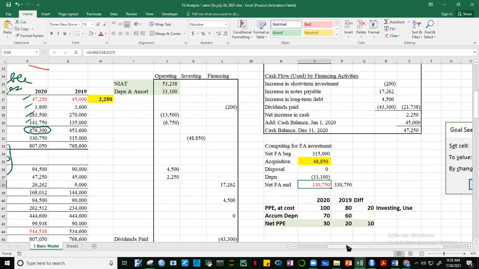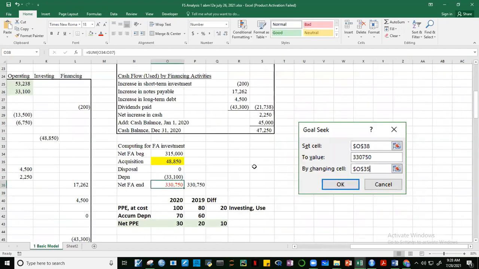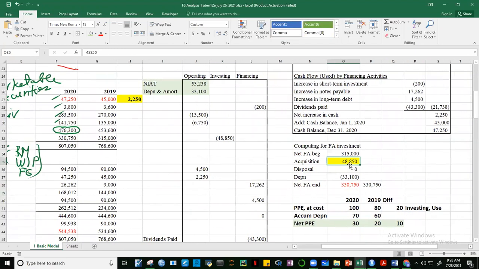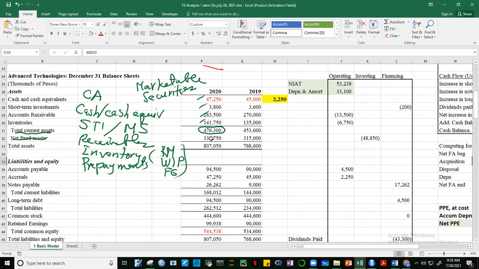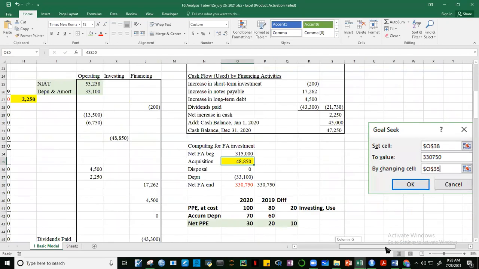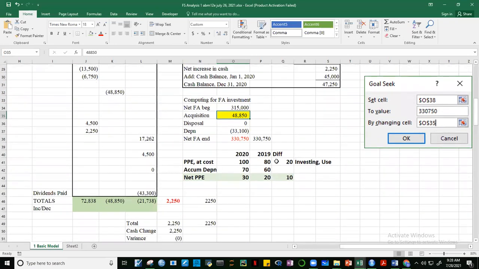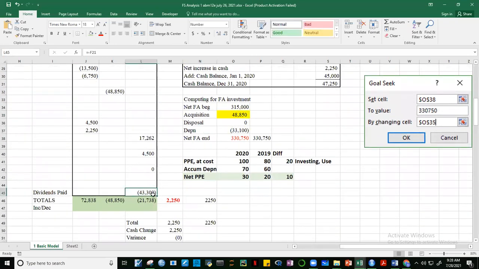And then we used goal seek last time in order to compute for the investment in fixed assets. It turns out that the investment in fixed assets is not the same as the difference between your net fixed assets. We said that we had to adjust this for depreciation: take the difference, and then add depreciation in order to get the acquisition. There was another thing that we missed out on, that was the dividends paid. This has to be accounted for also.